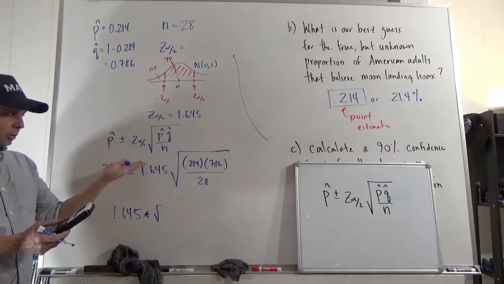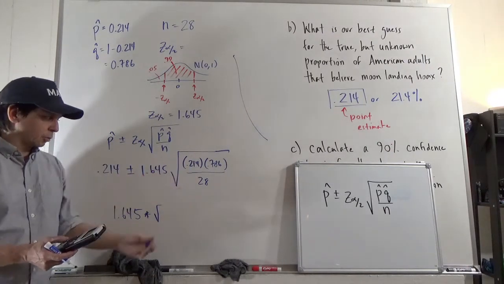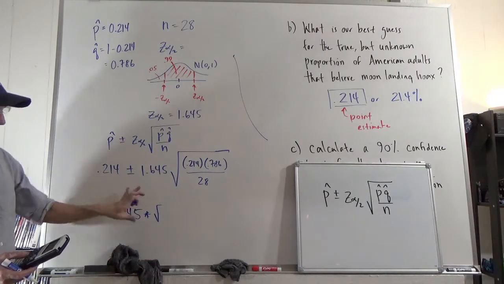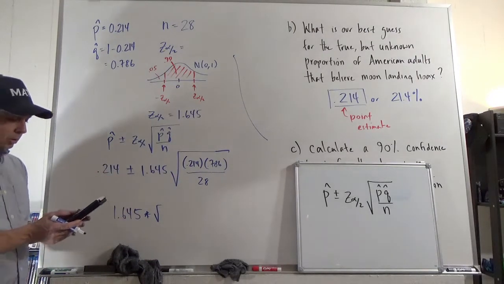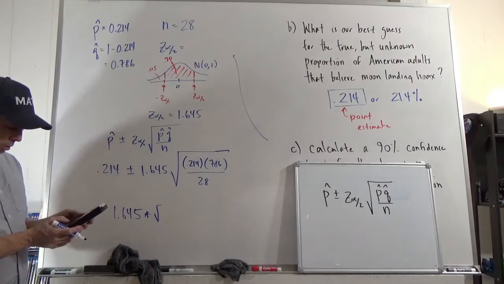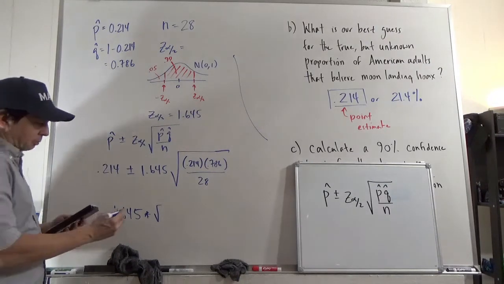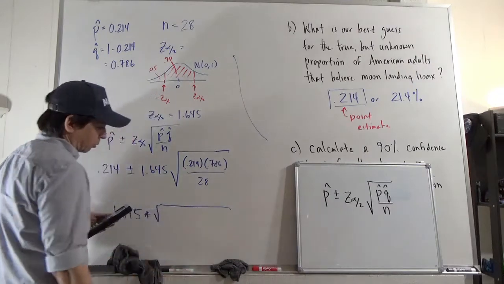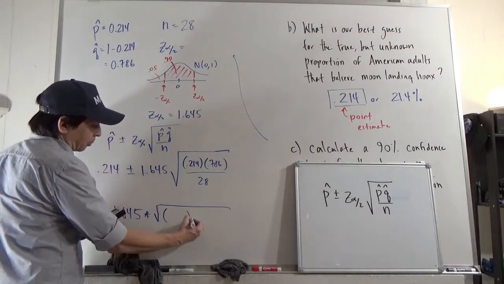So I'm including that z, that 1.645, and then times the square root, and I'll get a number, and that'll be plus or minus that number. So what I'm doing is a margin of error. Square root. I'm going to mention that if you have the roof, just make sure everything's under the roof. And don't bother with parentheses.